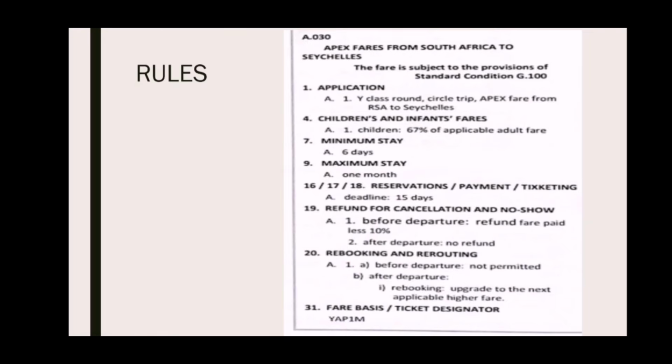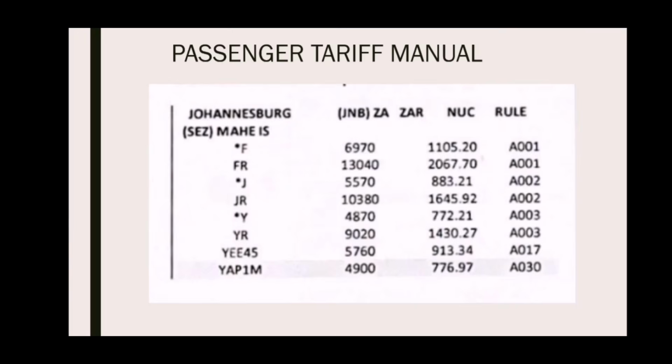Rebooking and rerouting is not permitted before departure, and after departure, rebooking or upgrading to the next applicable highest fare or higher fare will be allowed. The fare basis that you can use for this specific ticket is YAP1M. Now, if we go back to the previous slide, you can see the fare that you can use for this passenger is already indicated to you by the fare basis.